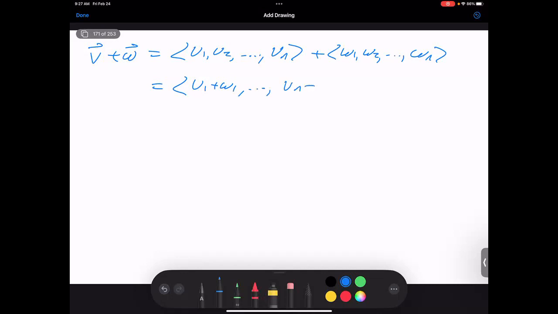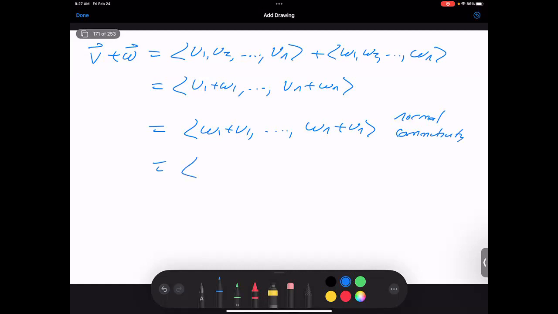All the way up to vn plus wn. But now I use commutativity of addition. And for each of these components, normal commutativity. But now that's the same as w1, wn plus v1, vn, which is the same as w plus v. So this would be a proof of the commutativity of addition of vectors. And it's really just inheriting it from the commutativity of numbers.